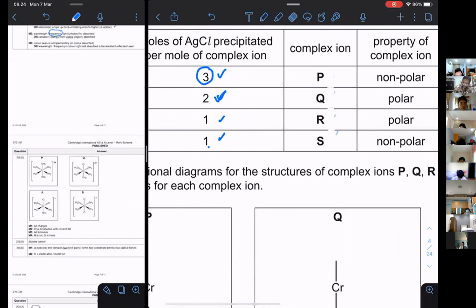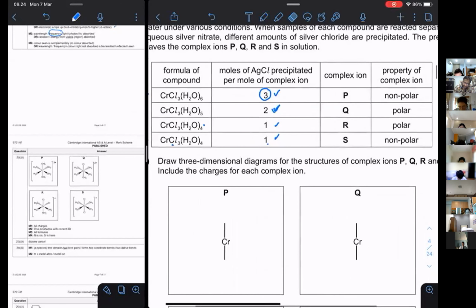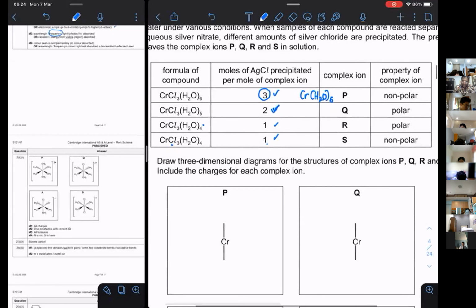Let's write it down directly here. If you remove, then you will have Cr, and each Cl is going to be -1 charge. So you remove 1, then it'll become +1. You remove 2, then it'll become +2. You remove 3, then it will become +3. So Cr, bracket H2O stay 6, and then bracket 3 plus. That is going to be the complex ion for P.